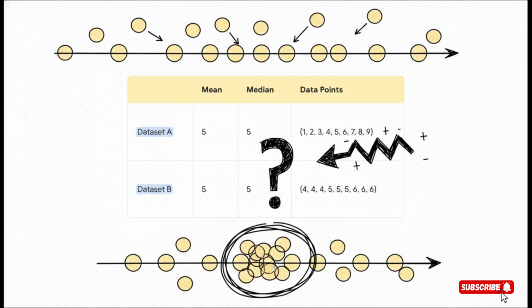Check this out. Here are 2 sets of data. Believe it or not, they both have a mean of 5 and a median of 5. But, you can see with your own eyes, they are completely different animals. Data set A is all spread out, from 1 to 9. Data set B is super tightly packed, right there around the middle.